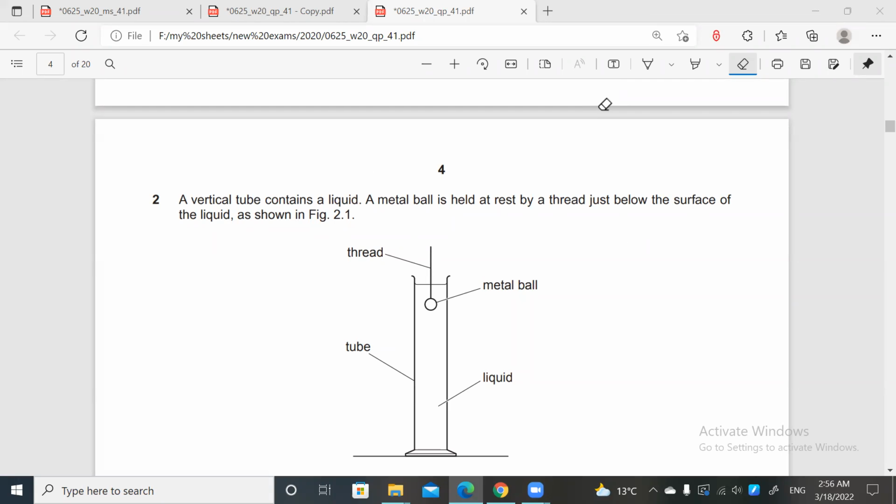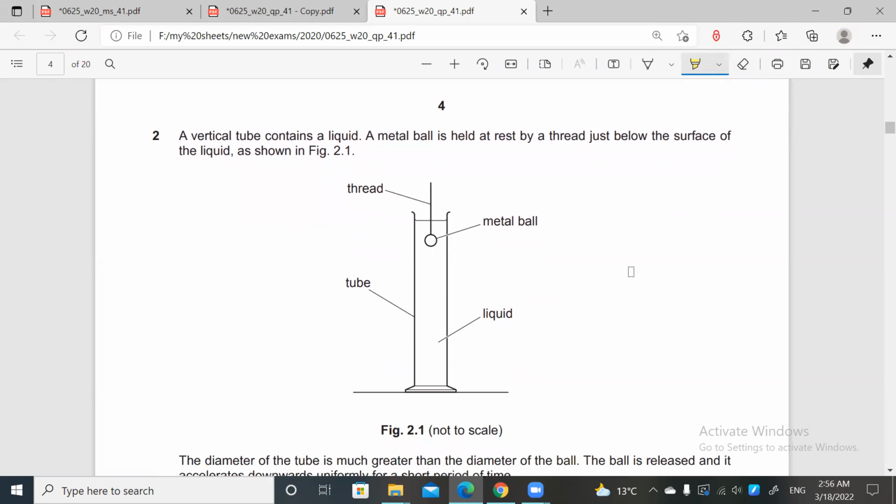Question number 2, paper 4, variant 1, October/November 2020. In this question, a vertical tube contains a liquid. A metal ball is held at rest by a thread just below the surface of the liquid, as shown in figure 2.1. Here we have a metal ball.